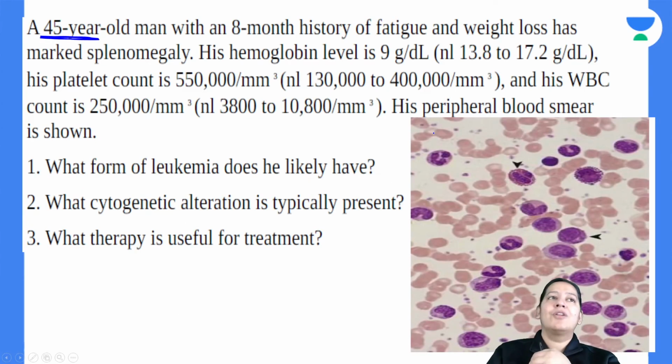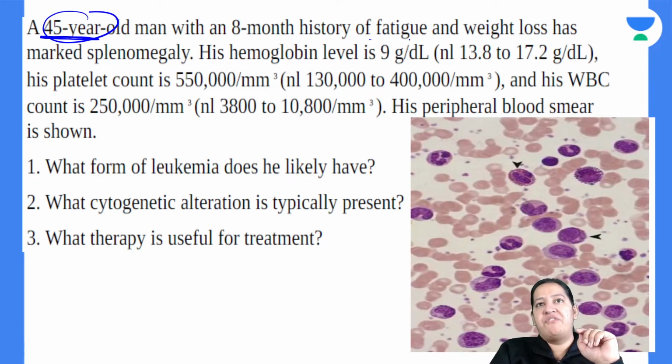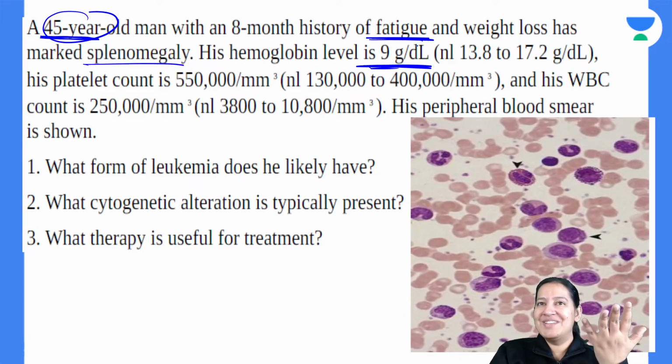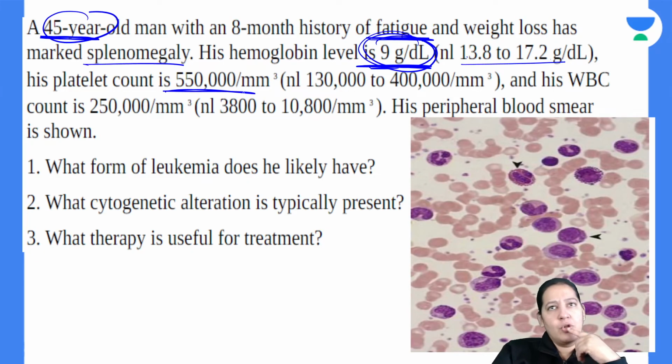Now read the question. A 45-year-old male is there with an 8-month history of fatigue. Fatigue means anemia. The patient is having anemia. That's why the patient presented with fatigue and marked splenomegaly. Hemoglobin is 9. The patient is anemic. Normal hemoglobin is 13 to 17. Here it is 9. Platelet count is almost normal.